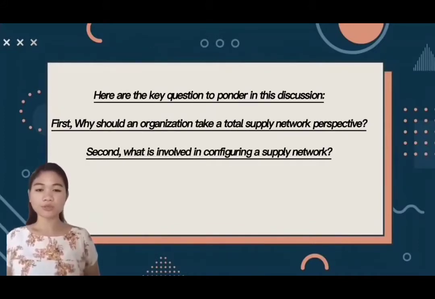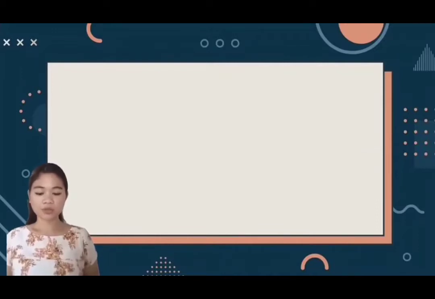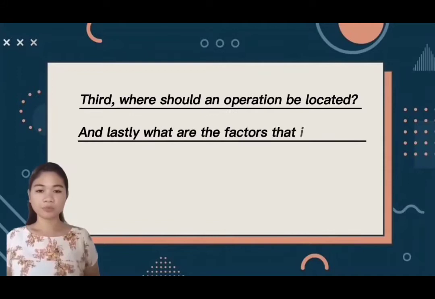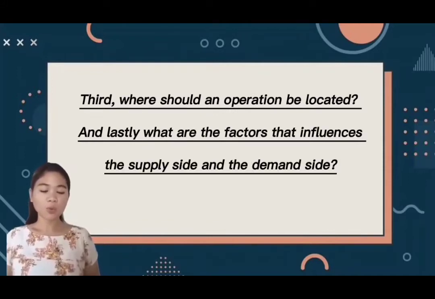First, why should an organization take a total supply network perspective? Second, what is involved in configuring a supply network? Third, where should an operation be located? And lastly, what are the factors that influence the supply side and the demand side?